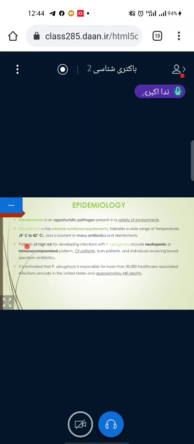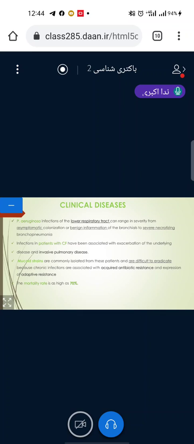So patients at high risk for developing infections with Pseudomonas aeruginosa include neutropenic or immunocompromised patients, that is, patients with a weak immune system, cystic fibrosis, and burn patients. All of them are high risk for Pseudomonas aeruginosa. But among clinical diseases, some are more important. One of the most important is respiratory or pulmonary infection.